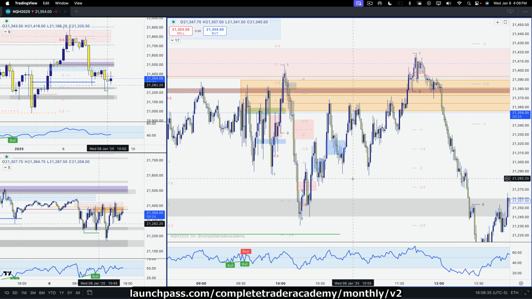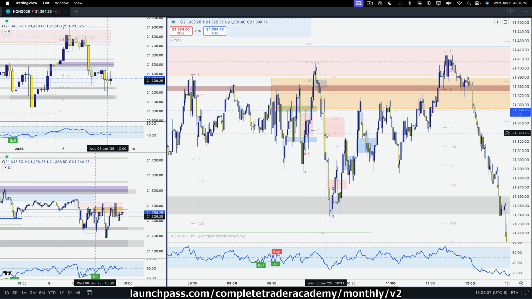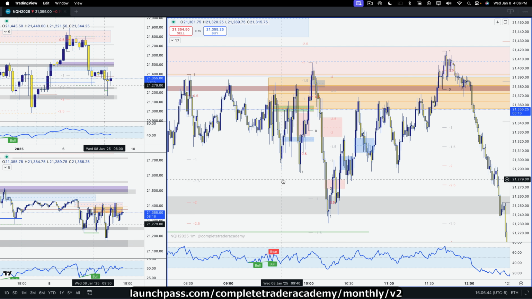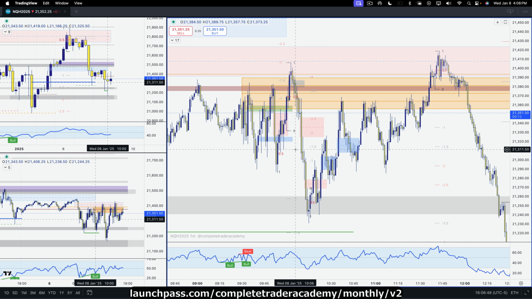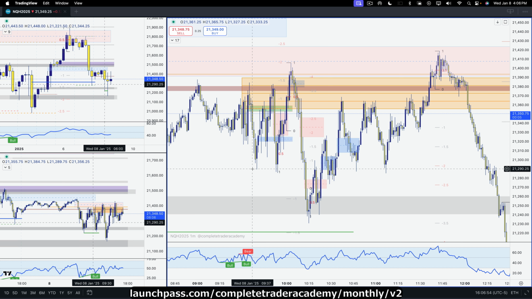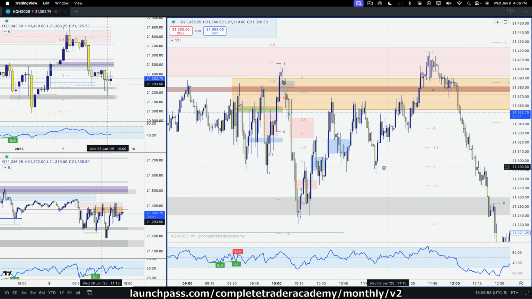But notice how they have an empty imbalance there, and it stays empty until it comes down to take liquidity. That's called a breakaway imbalance. So that's what you want to see. Just like for example right here, right? You can see the imbalance. It doesn't get filled until it takes that low. That means it's running. It's hunting.